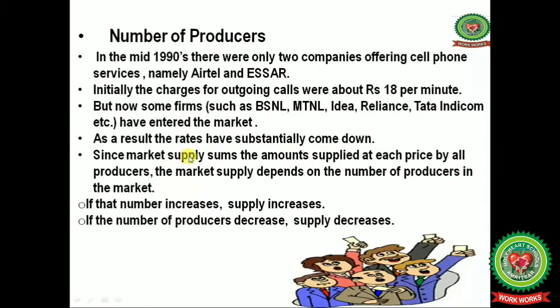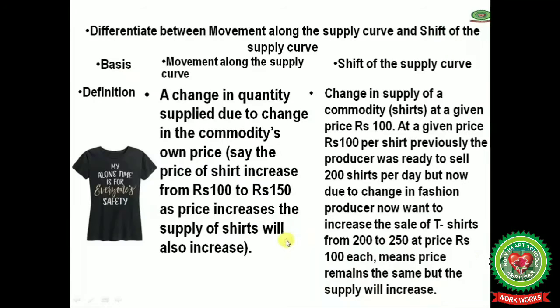Since the market supply sums the amounts supplied at each price by all producers, the market supply depends on the number of producers in the market. If that number increases, the supply increases. If the number of producers decreases, supply decreases.